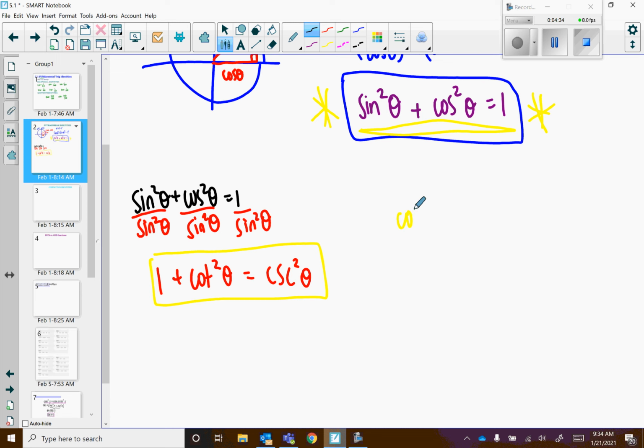And now let's do that same thing that we just did, but instead of dividing everything by sine, what if we divided everything by cosine? So I'm dividing everything by cosine squared.